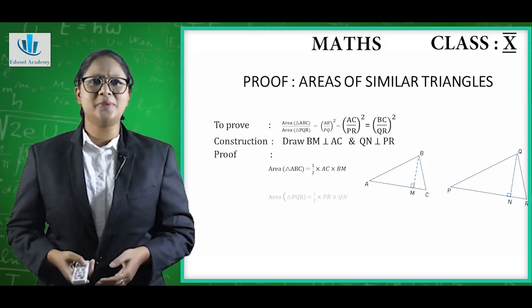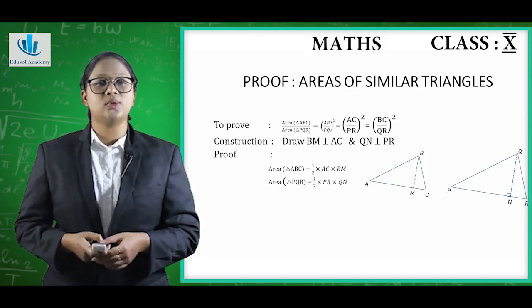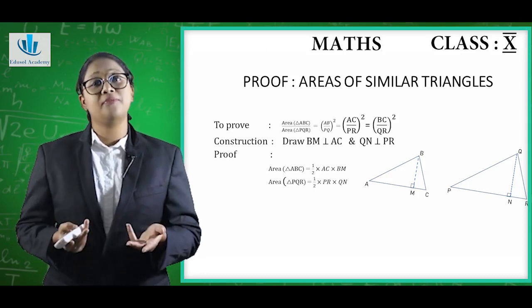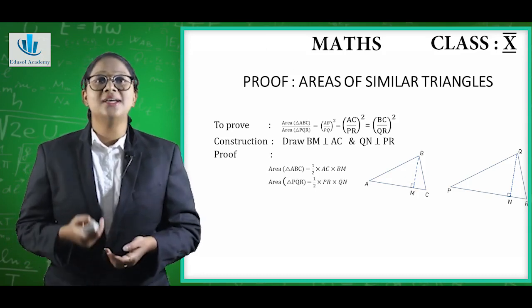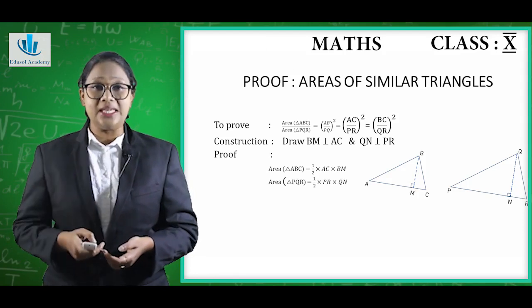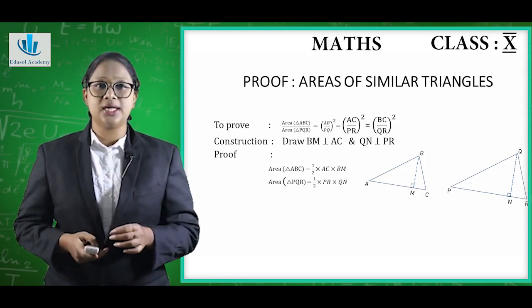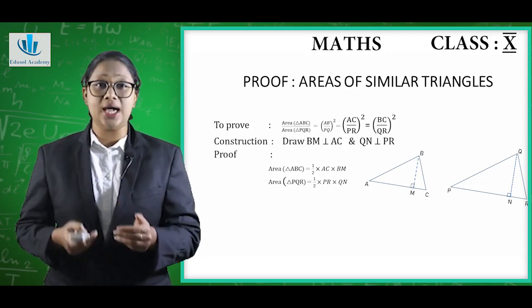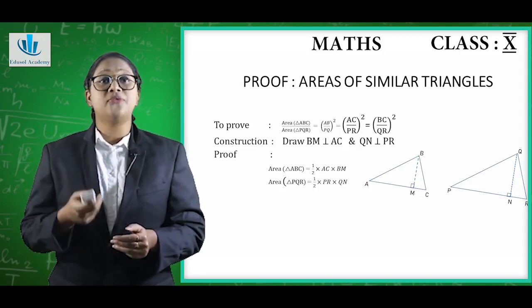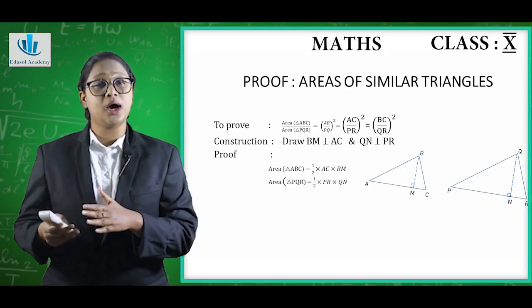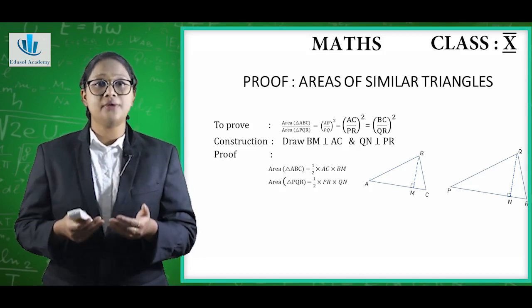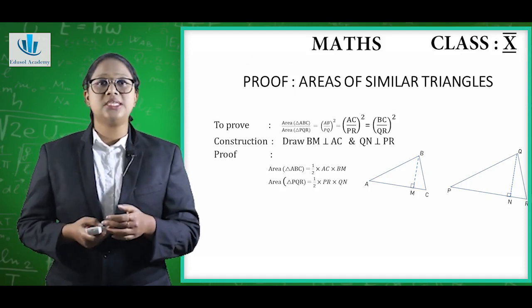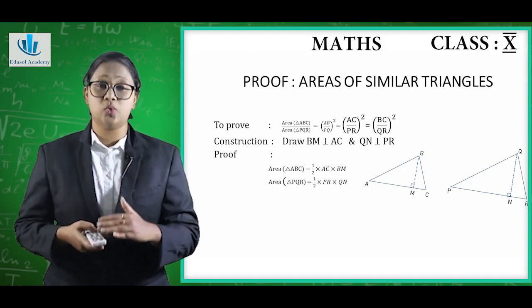Now again, the chapter is triangles, so the only equation that we are going to use for any proof is half into base into height, that is area of triangle. So area of triangle ABC can now be written as half into AC into BM, base into height. Similarly, for area of triangle PQR, we'll write half into PR into QN. Now again, let's take the ratio of those two equations.